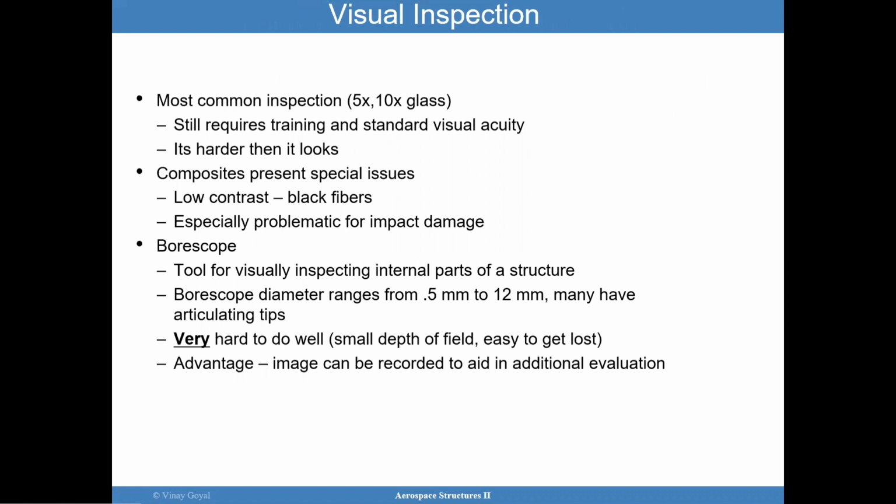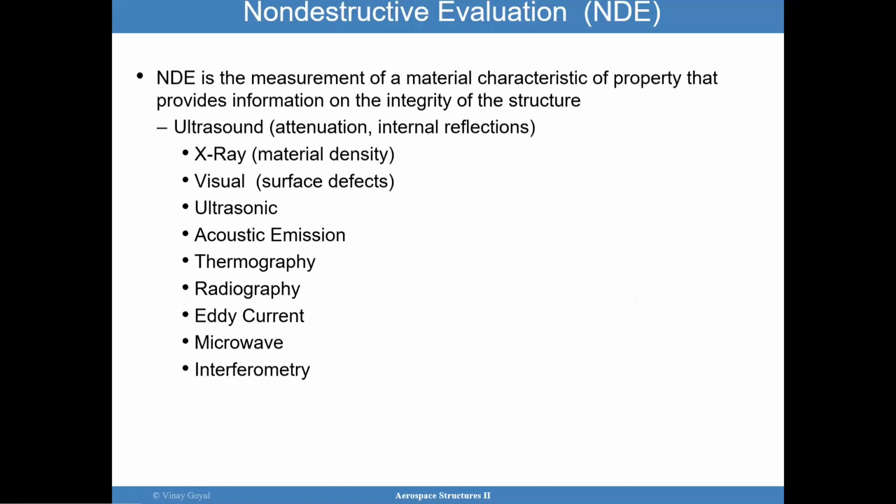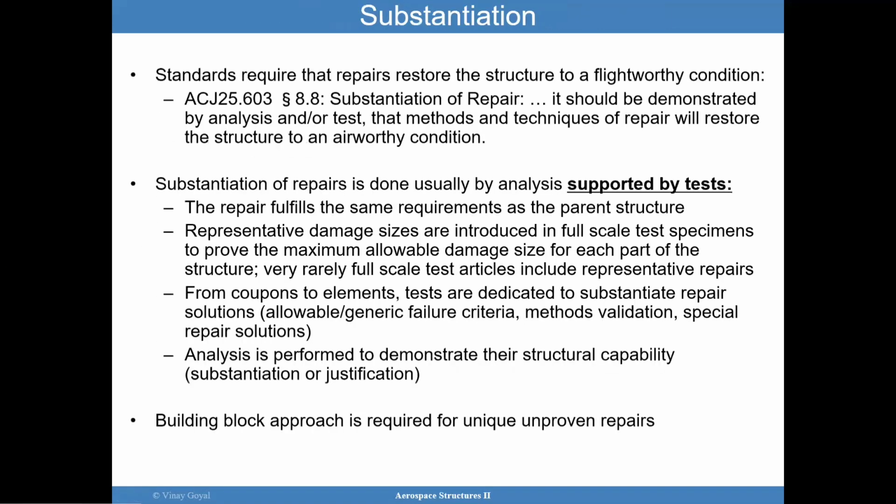But composite presents a lot of difficult issues. The low contrast, because of the black fibers, makes it very difficult to visually inspect. And so you could also have a situation where you may need a borescope inspection, looking for internal parts that may have gotten damaged. Very hard to do. The advantage is that you can record and aid the additional evaluation. But visual inspection is good. You can look for any dents, any surface issues, and so forth.